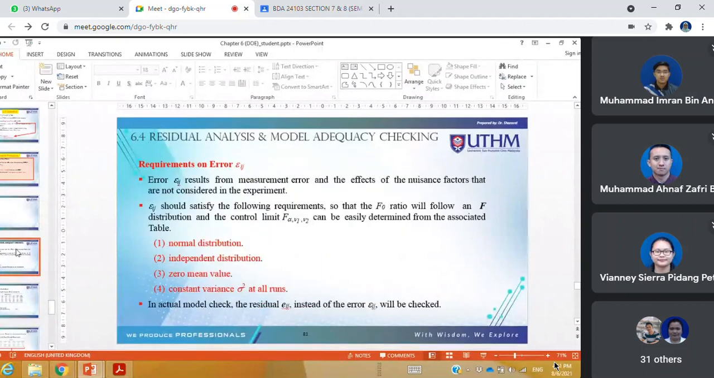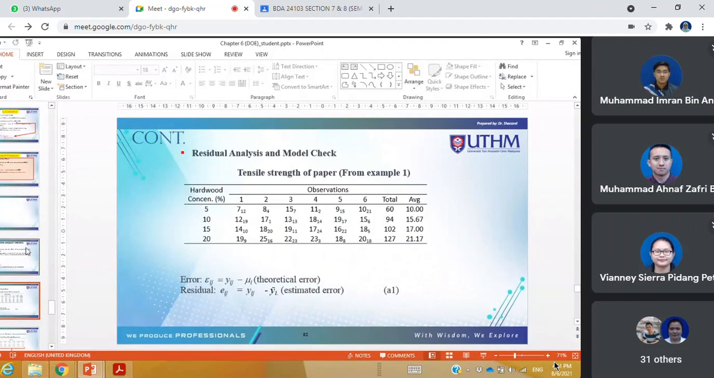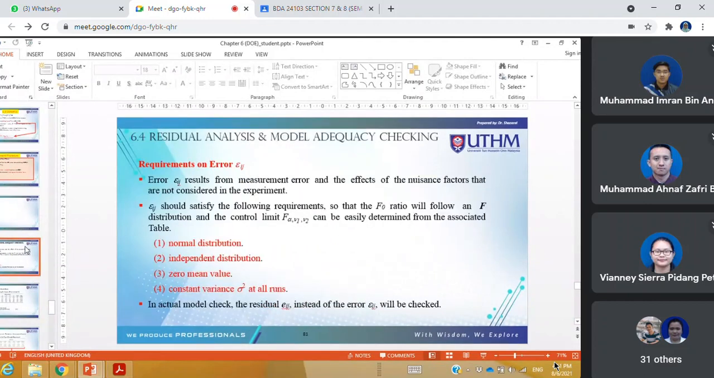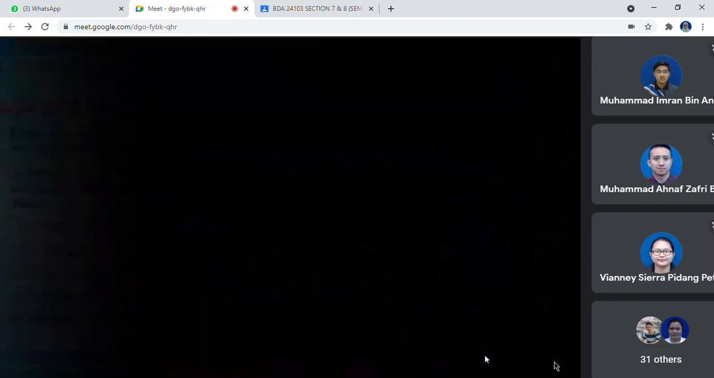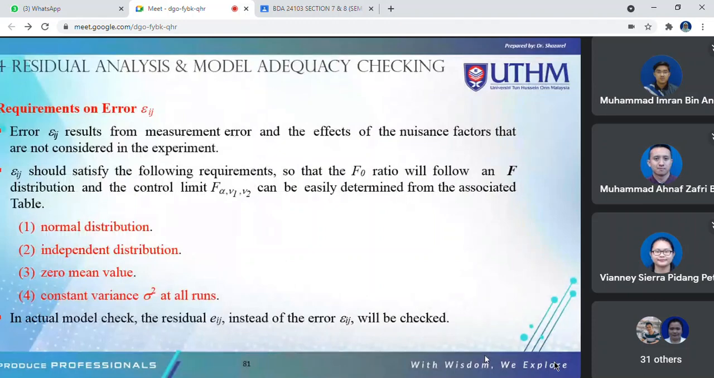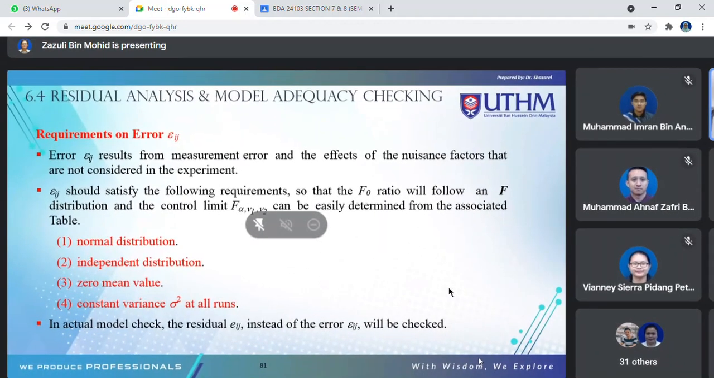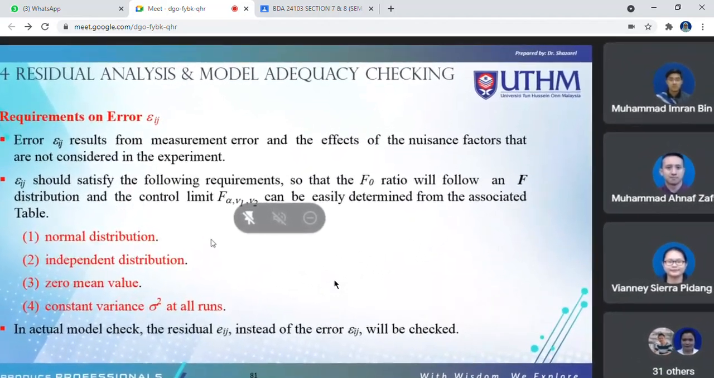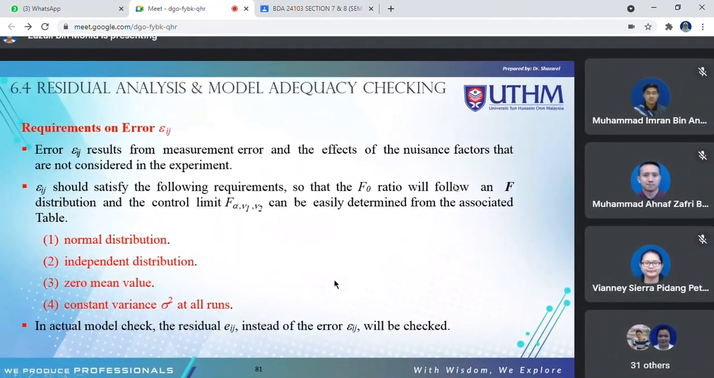The next is a dual analysis of model accuracy checking. There is a requirement of error in analysis. Error epsilon ij results from measurement error and the effect of nonsense factors that are not considered in experiments. Epsilon ij should satisfy the following requirements so that the F0 ratio will follow an F distribution.